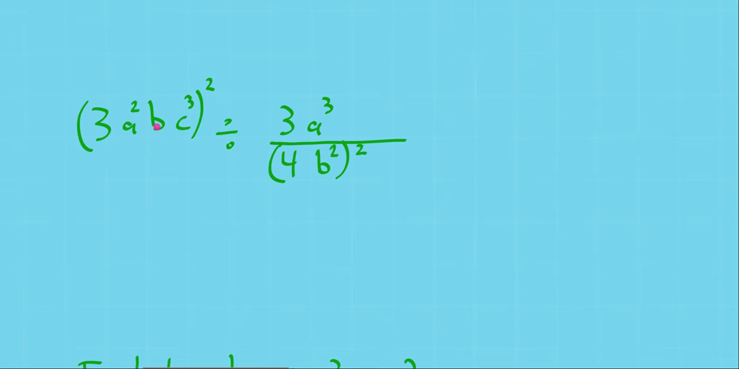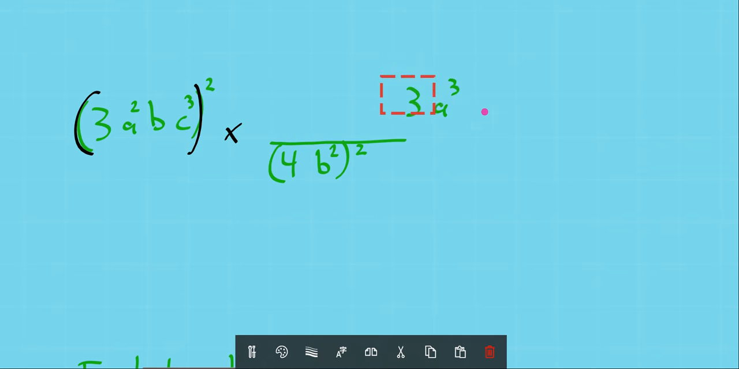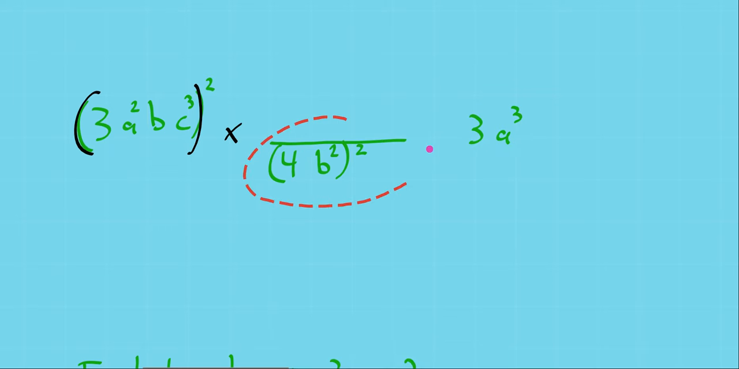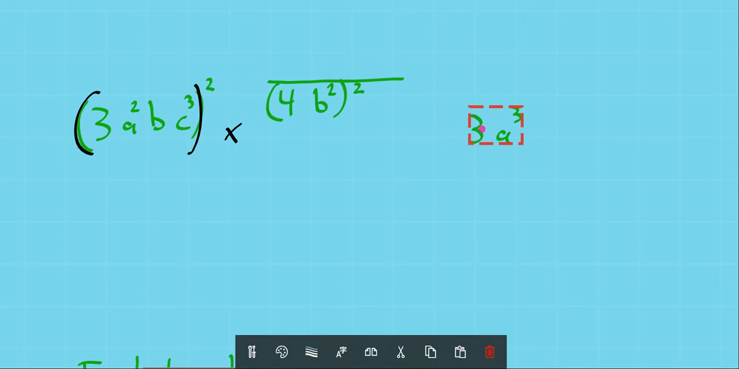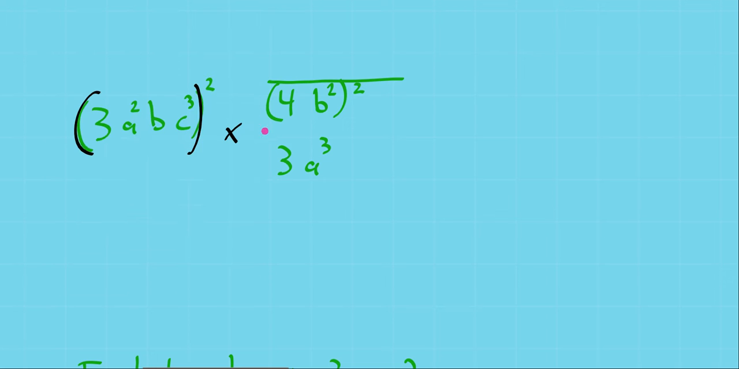Here we've got (3a squared b c cubed) squared, this whole thing squared, divided by (3a cubed over 4b squared) squared. Very first thing I'm going to do again is change this to a multiplication and flip this. Maybe I can flip like this. You go over there, you go up there, you go down there. Draw a new line. Yeah, that works. So we can do this.